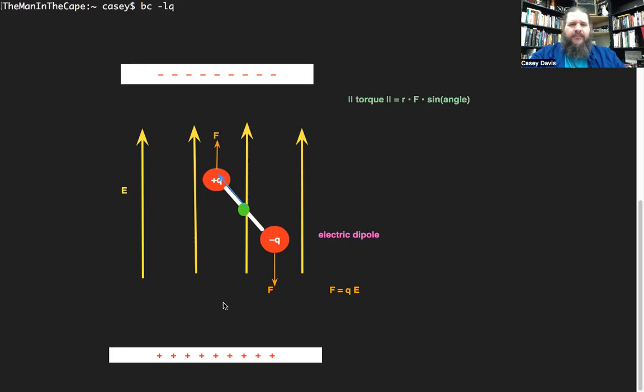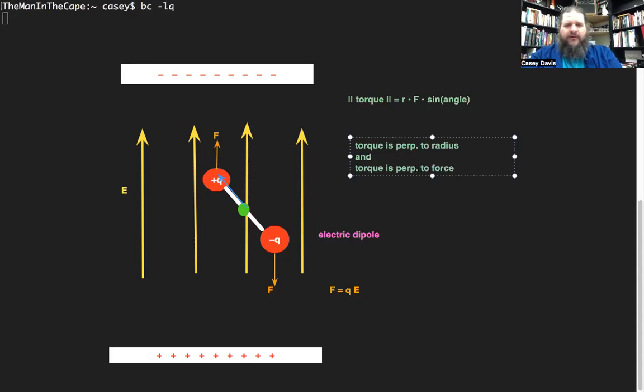Because in general, the torque is always going to be perpendicular to the radius, and perpendicular to the force. What are the only two possible directions that are perpendicular to the radius vector, this one, and perpendicular to the force vector? Left and right would be perpendicular to the force, but they wouldn't be perpendicular to the radius vector. You got to think three-dimensionally for this one. What are the only possible directions that are perpendicular to this direction and perpendicular to this direction?